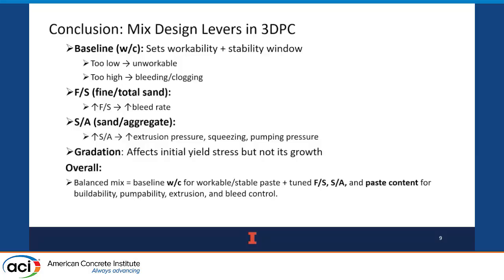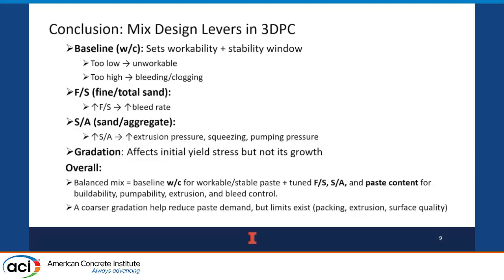So overall, for developing a balanced 3D printed concrete mix, you'll need to set this baseline water cement ratio to get a workable, stable paste. If you're using admixtures, maybe it's less important to set that water cement ratio to something which is workable and stable. And then tune the fineness of your sand aggregate ratio and paste content to get the most buildable, pumpable, extrudable mix while still having bleed control.